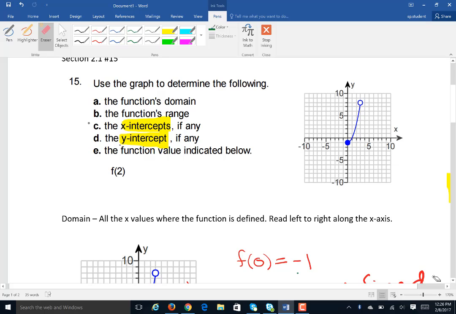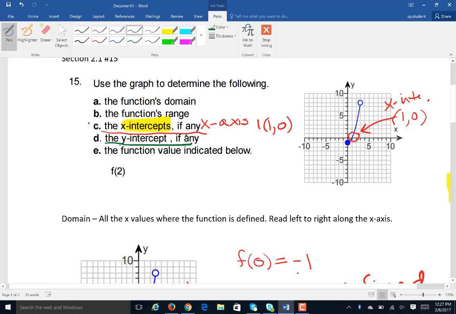Now to go back here and look first of all at the x-intercepts, what we're looking for here is where does the function cross the x-axis? So it's going to lie on the x-axis. There may be more than one. When we look here, we see that there's a point right there where it's crossing the x-axis. And that point is the point 1, 0. So that is going to be the x-intercept. Okay, so the x-intercept in this case is going to be the point 1 or 1, 0. Could give it either way.